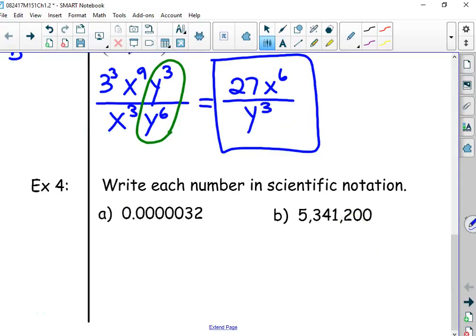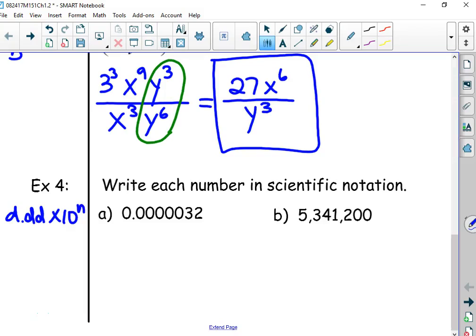Okay, there's a bit on scientific notation. Scientific notation has to have one digit in front of the decimal. And I don't believe there's a rule for how many digits follow. Kind of depends on the number. Times 10 to some exponent.